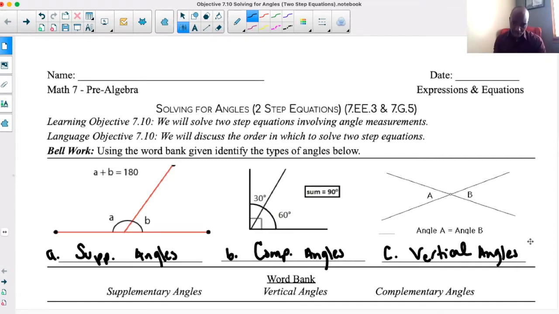That's called complementary angles. And if you notice in C, we have two angles that are opposite of one another in some sense. They're called vertical angles, and vertical angles are congruent. I believe we mentioned that in the past as well.